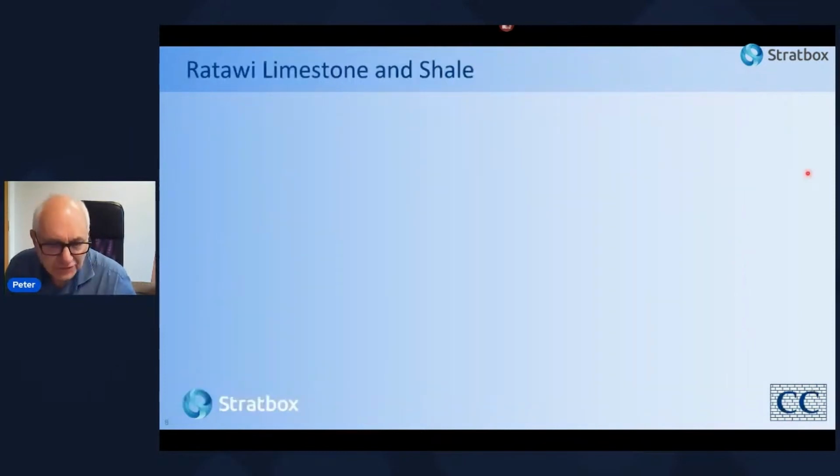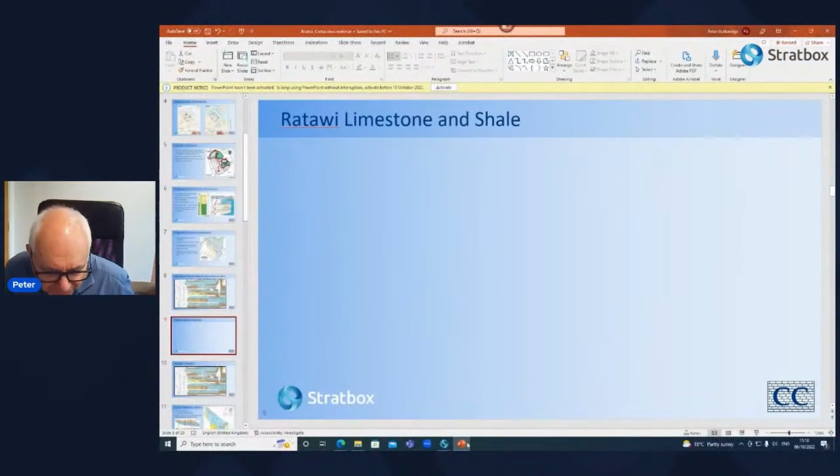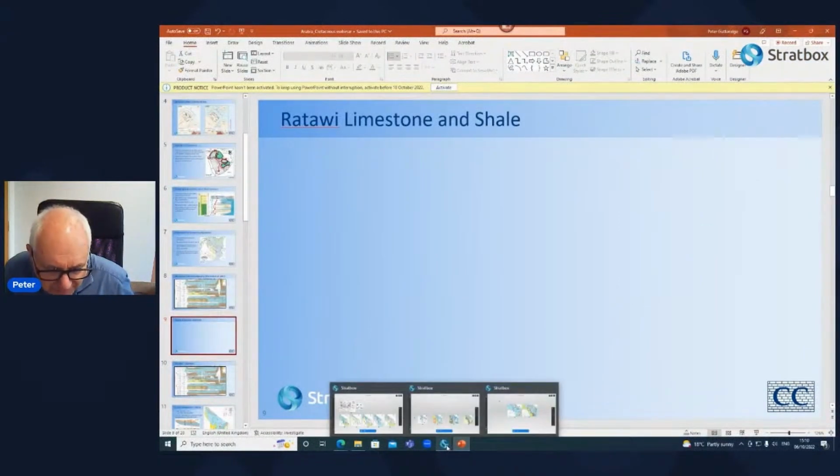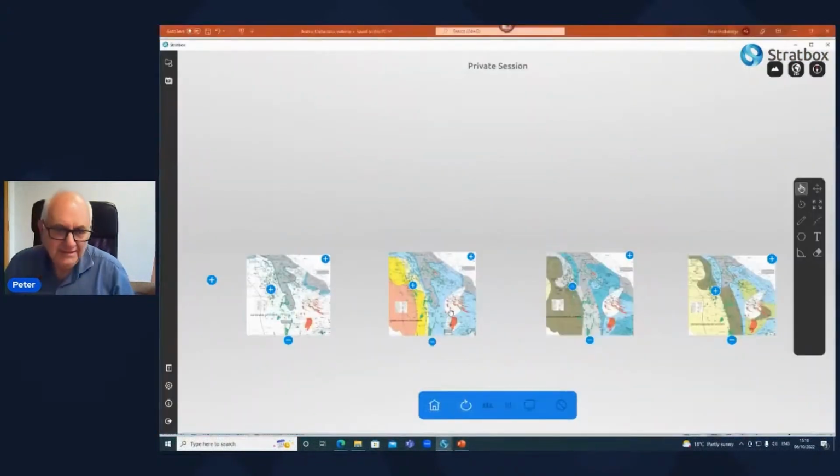Okay, so that's my cue to change to Stratbox. Stratbox is a software package that allows you to present and annotate any sort of data.